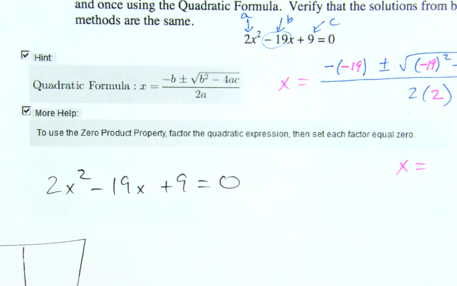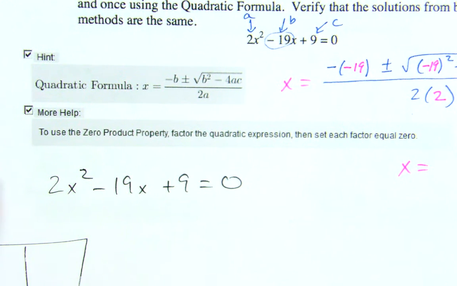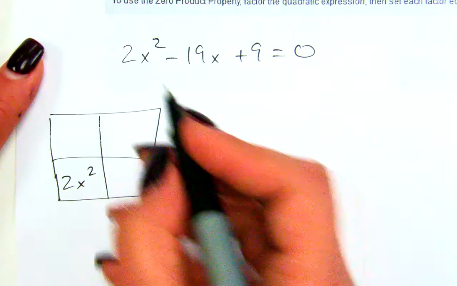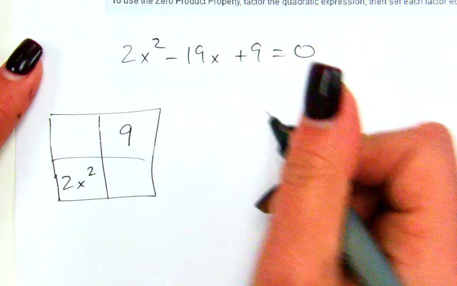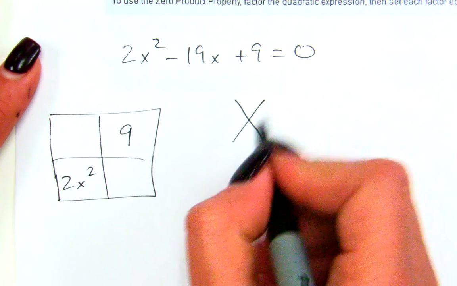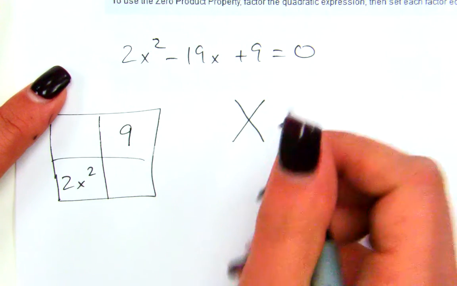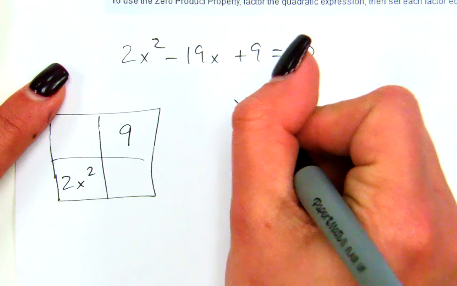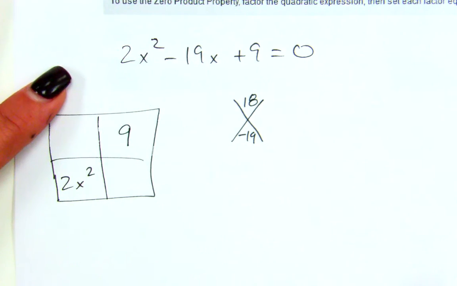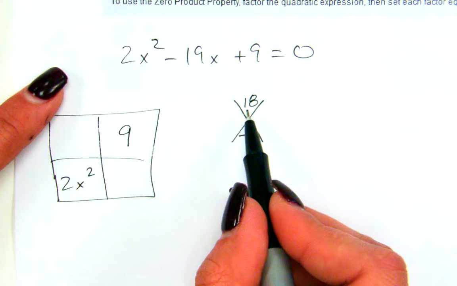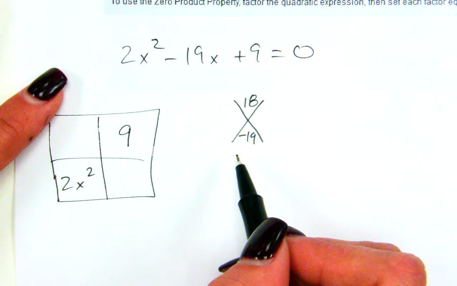Into a box, an area model. So we have 2x squared. And then we have 9 here. Okay, so I need to think. 2 times 9 is 18. And then negative 19. So the sum is going to go down here. And then 18 is going to go up there. So 2 numbers that add up together to give you negative 19, but when you multiply them, you get 18. Is that how that works?